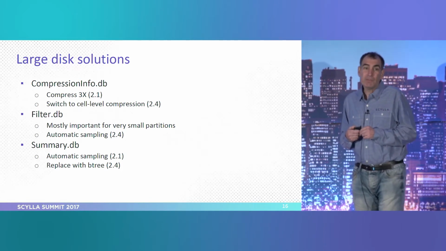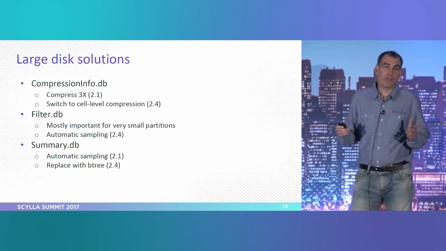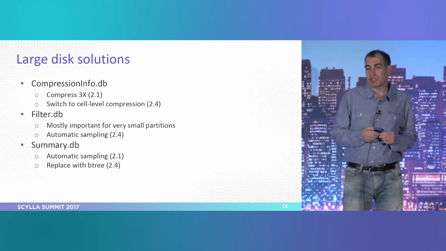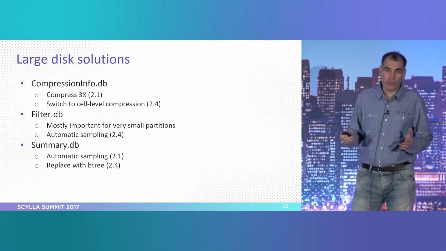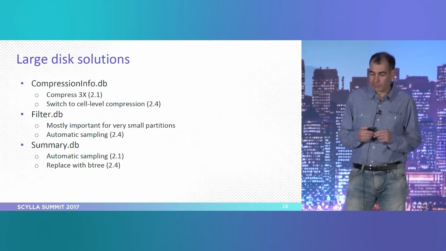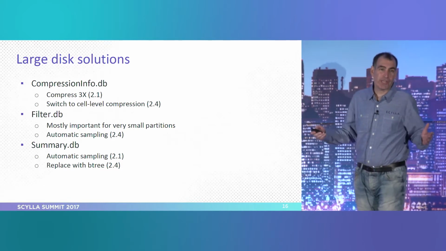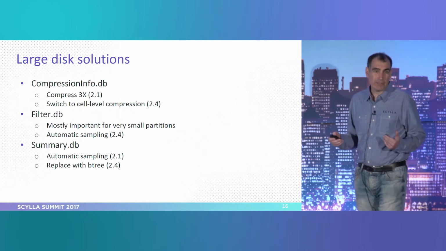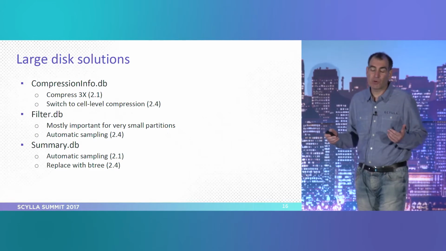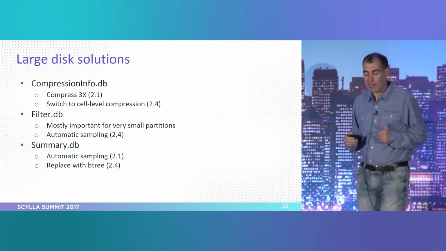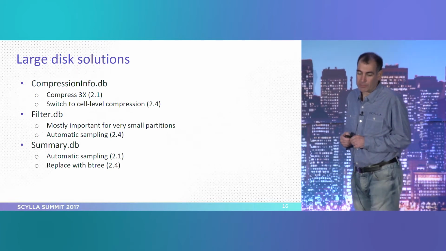For filter.db, that file usually grows for tables with many small partitions, because each partition takes a few bits in that file. So if the partitions are small and you have a large number of them, then you need a lot of bits, and that file grows. And the plan is to apply automatic sampling for that file. So if we detect that it's growing too large, we sample it. That reduces its selectivity, so it's no longer as efficient, and we have to go more to disk. But it allows you to have larger storage under management for a given amount of system memory.